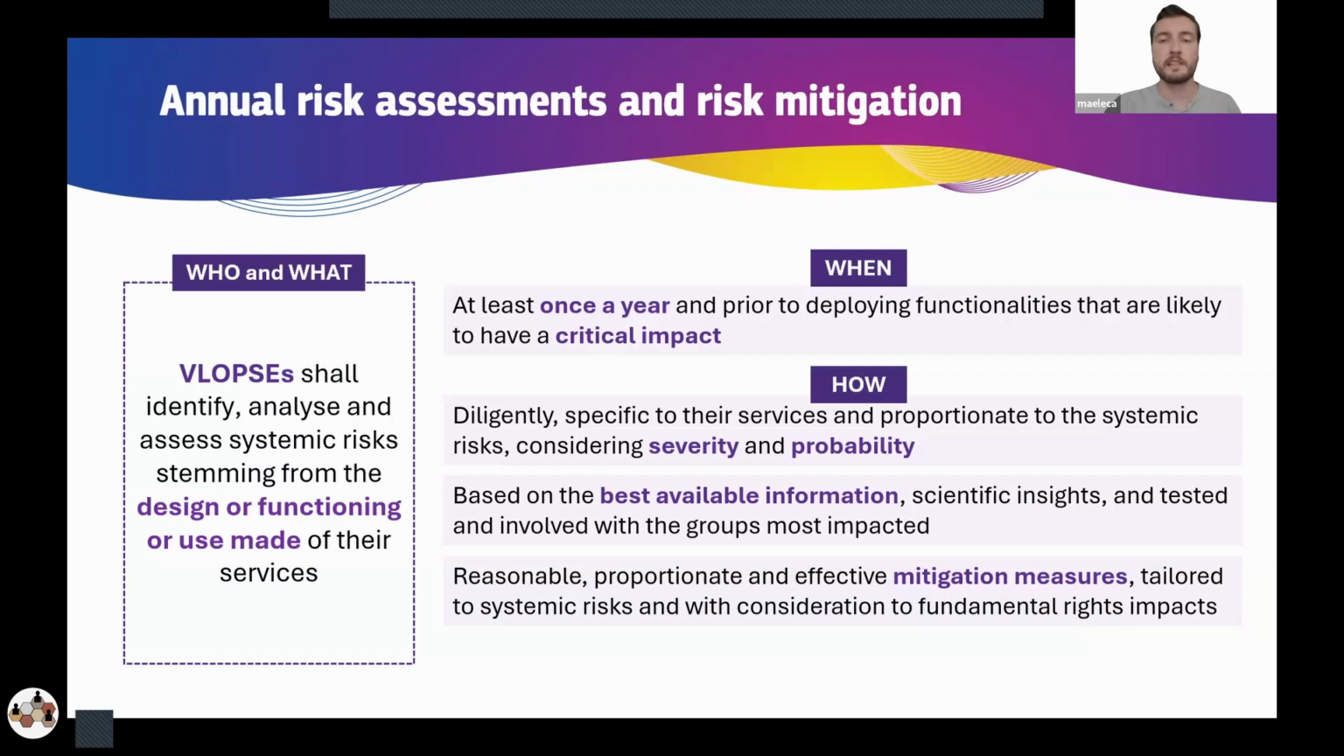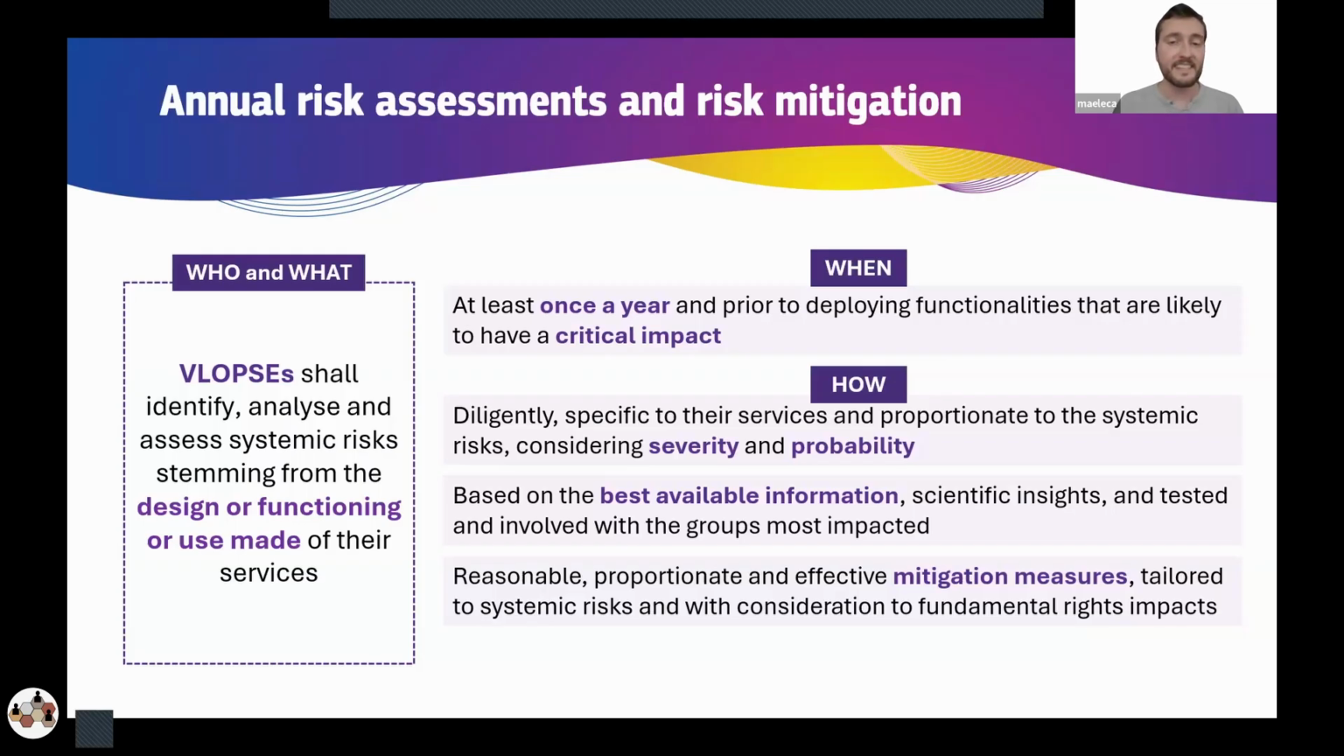So first of all, they have to do it at least once a year, and before they deploy any functionality that they think might have a critical impact. It's an assessment on a case-by-case basis, but for example, when TikTok introduced a reward system where people were being rewarded for watching a lot of content and interacting with a lot of content, you should be thinking that this might, in fact, indeed have a critical impact on users and on the systemic risks that we'll discuss on the next slide. So how should they exactly perform this risk assessment?